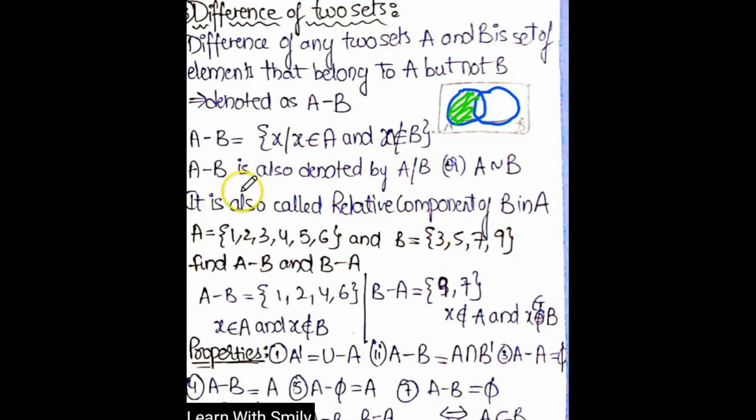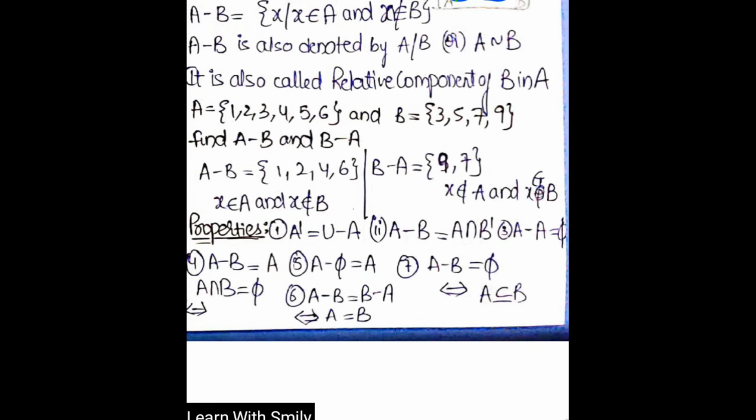Okay, and the difference of two sets can be represented in these three representations. The difference of sets is also called the relative complement of B in A. Let's take an example. We are taking A equals 1 2 3 4 5 6 and B equals 3 5 7 9. So A minus B means whatever elements are only in A but not in B. So 1 2 4 6 are the only elements of A, because 3 and 5 are part of B, right?